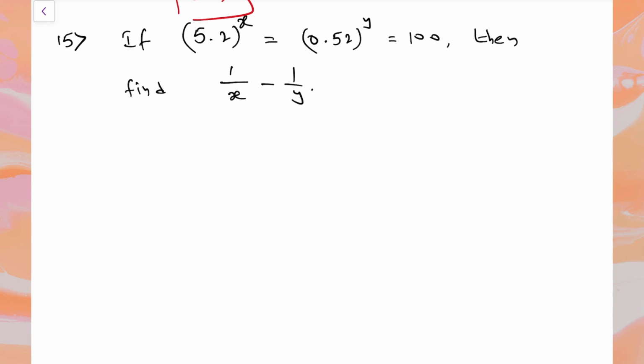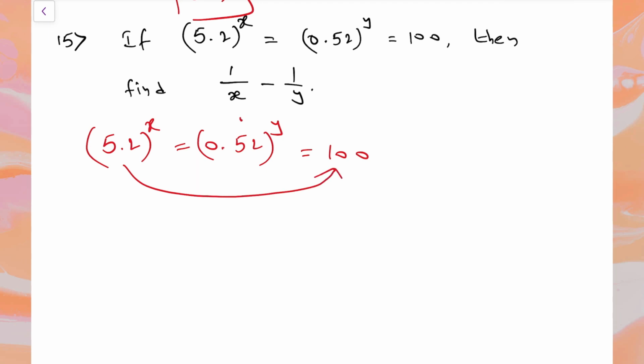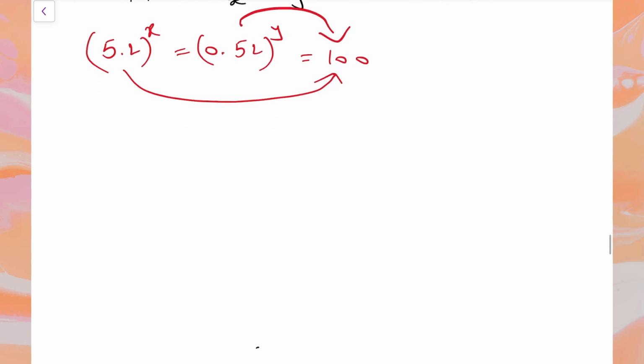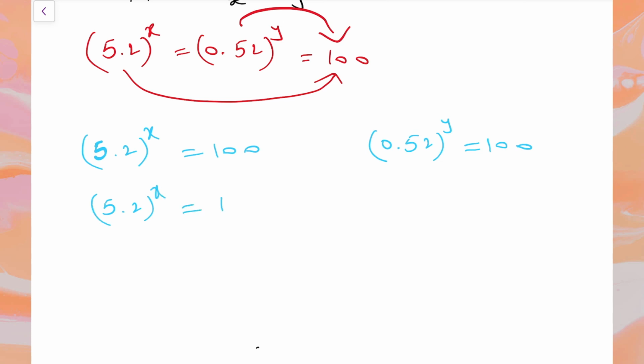So the given equation is 5.2 whole power x equals 0.52 whole power y equals 100. It means 5.2 whole power x is equal to 100 as well as 0.52 whole power y also equal to 100 only. So let us separate both. We can write it as 5.2 whole power x is equal to 100 as well as 0.52 whole power y equals 100. 5.2 whole power x equals 100 can be written as 10 square. Here also same, 0.52 whole power y equals 100 can be written as 10 square.